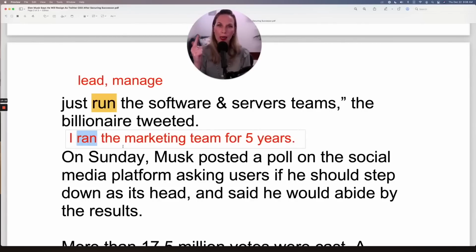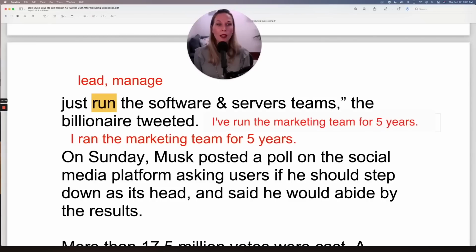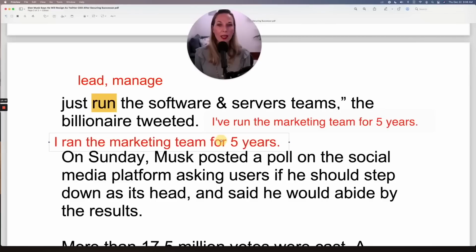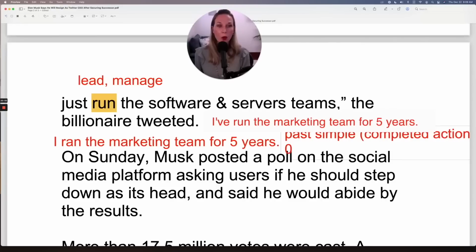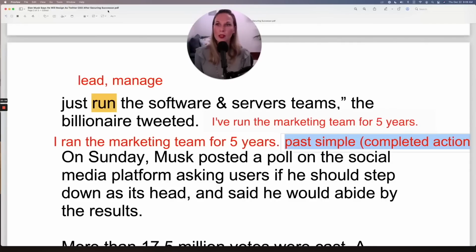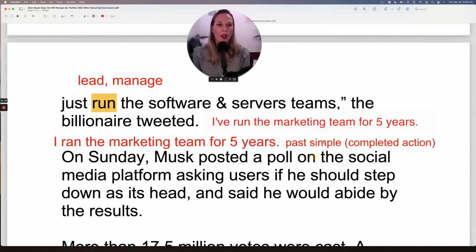Run, ran, run. If I say, I've run the marketing team for 5 years, what's the difference between I ran the marketing team and I've run the marketing team? Well, of course, it's our verb tense because this is the past simple, which means it's a completed action. I no longer do this action. Let me make this a little bit smaller. I no longer do this. It's complete. It's in the past.